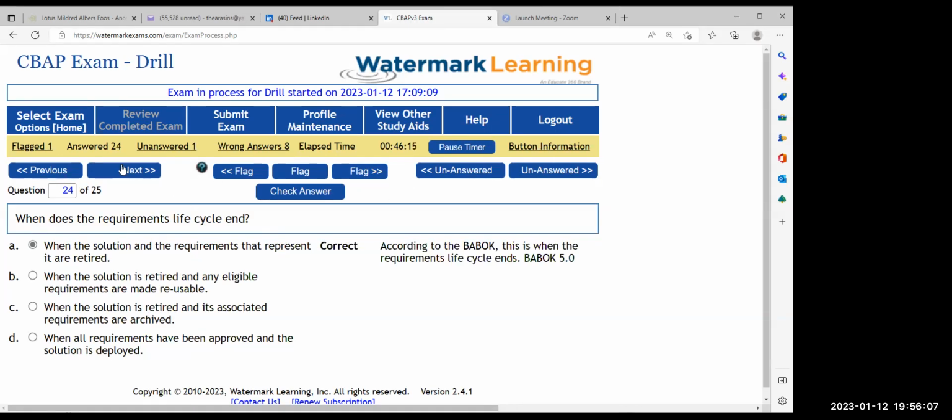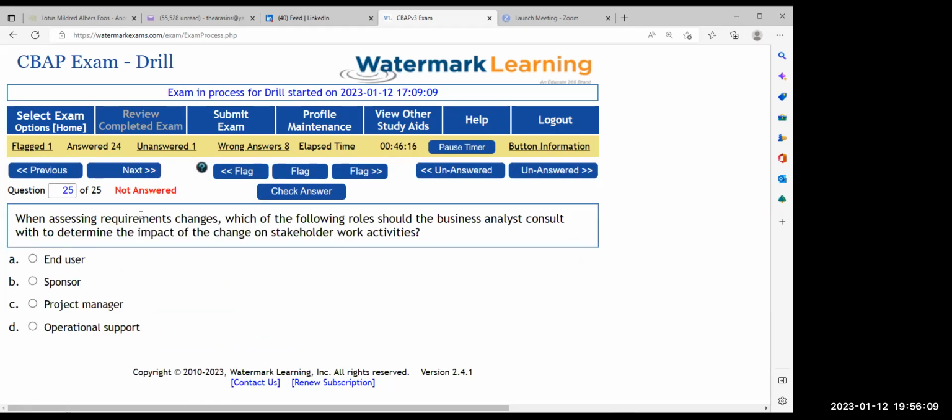Very correct. We have one question to go and we will finish this, ladies and gentlemen. When assessing requirements changes, which of the following roles should a business analyst consult with to determine the impact of the change on stakeholder work activities? The end user, the sponsor, the project manager, or operational support?